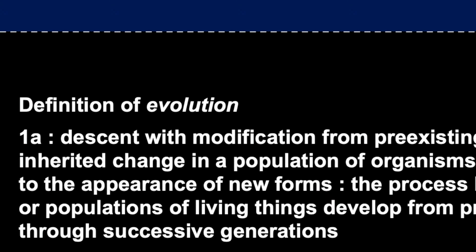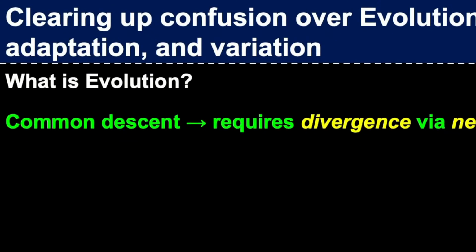So the idea of evolution is what we would call modification, common descent. So it requires divergence via new forms. The idea is that evolution creates new forms. It doesn't deal with the same forms.